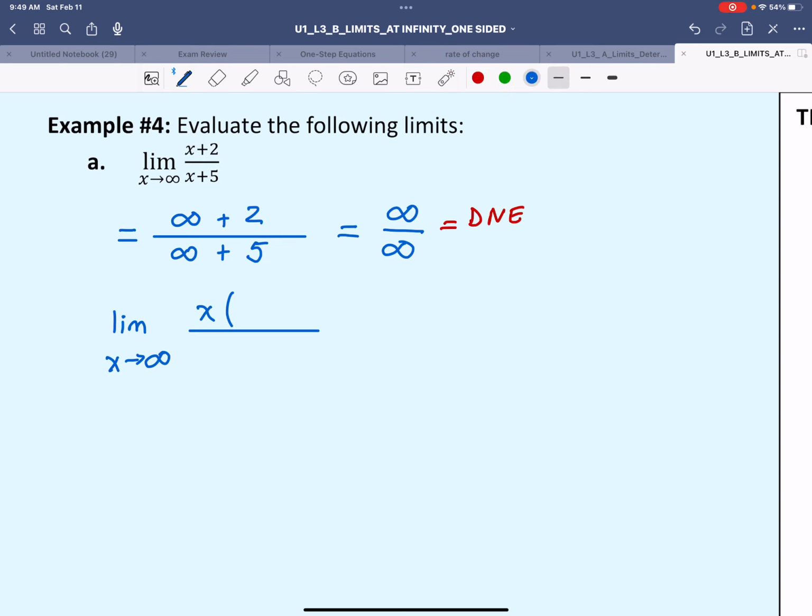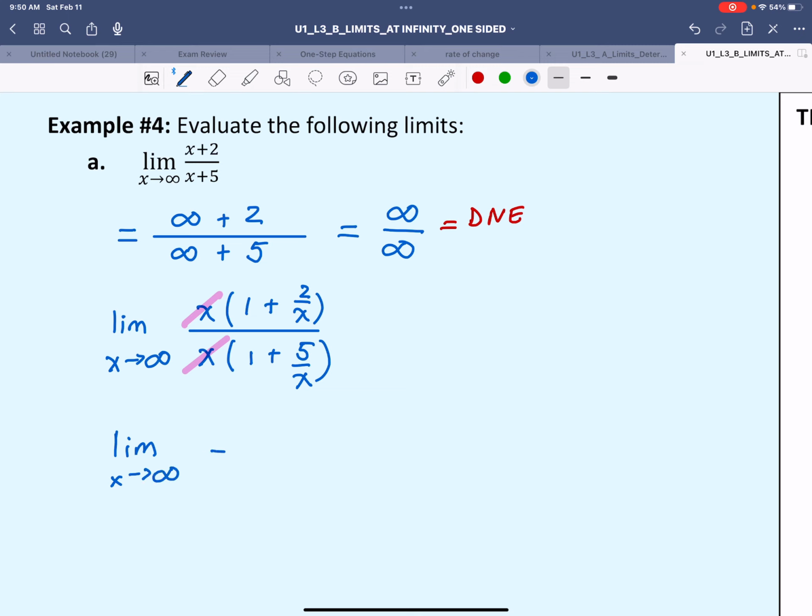So we're taking x out, which means we have 1 plus 2 over x now here. And factor out x from the denominator, 1 plus 5 over x. So now we have removed the problem we had. We had an issue with x, which brought infinity over infinity here. And now we simply have to estimate this limit.